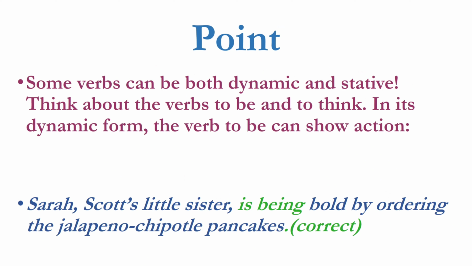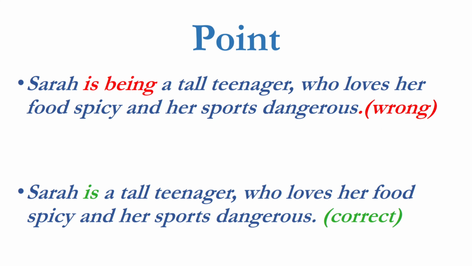The other point is that some verbs can be both dynamic and stative. Think about the verbs to be and to think. In its dynamic form, the verb to be can show action. For example, the sentence, Sarah, Scott's little sister, is being bold by ordering the jalapeno chipotle pancakes, is correct. But in the following sentence, Sarah is being a tall teenager, who loves her food spicy and her sports dangerous, is being a tall is awkward and wrong to use, because Sarah does not do any actions. The correct form is: Sarah is a tall teenager, who loves her food spicy and her sports dangerous.